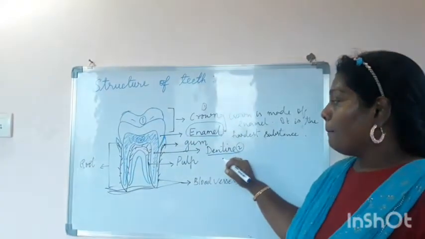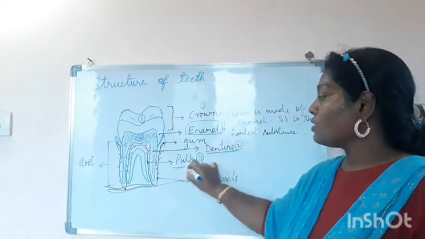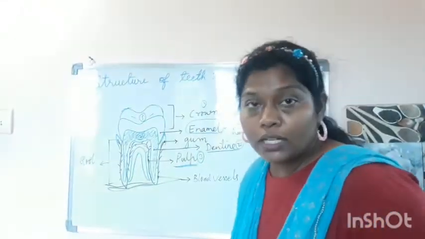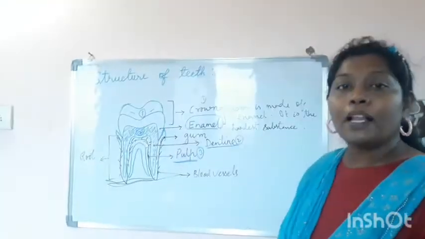Okay. Below the dentine, we have our third part, which is called the pulp. What is it called, children? Pulp. P-U-L-P. Pulp.